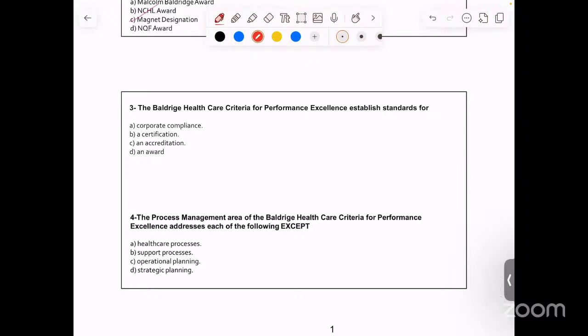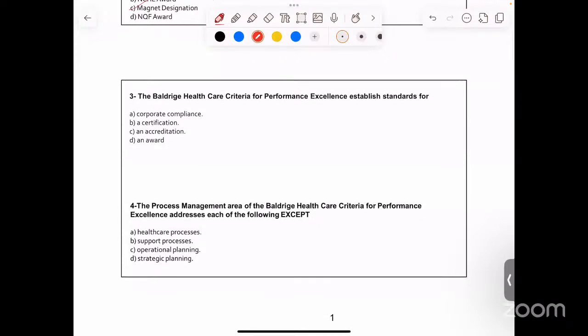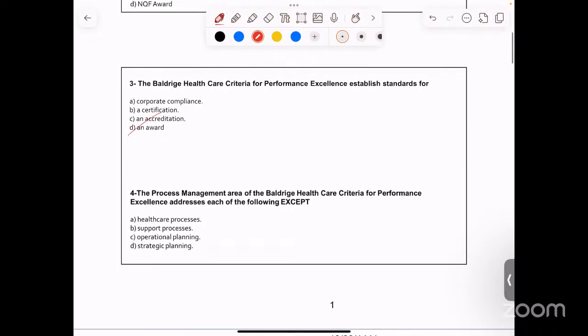Number 3. The Baldrige Healthcare Criteria for Performance Excellence establish standards for A, corporate compliance; B, a certification; C, an accreditation; D, an award. Yes, Baldrige is an award and not accreditation or certification, because award means a recognition.